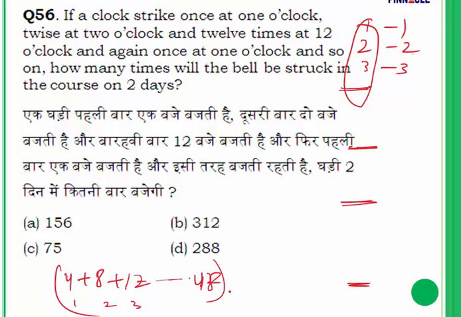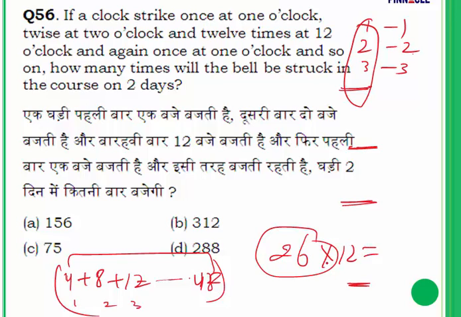We have to find the sum of these, and you can take this as a series. Take this 48 plus 4, 52 divided by 2, that is 26, is the average. If you multiply the average by the number of terms, and here the number of terms is 12, from 1 o'clock to 12 o'clock, the number of terms is 12. So you will find the answer 312. B is the answer.